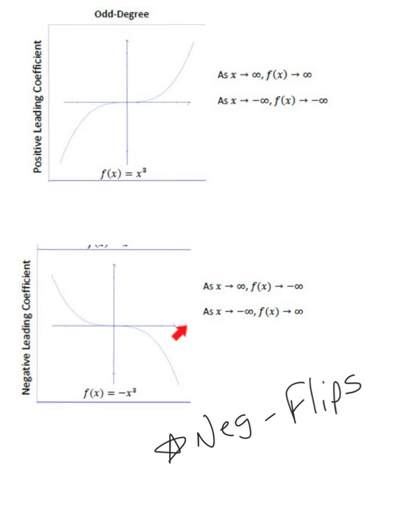So now as you go towards infinity, the function goes towards negative infinity. And as I go left on the domain towards negative infinity, the function actually goes towards infinity. So just make note of that. That's the pattern we have here for an odd function.